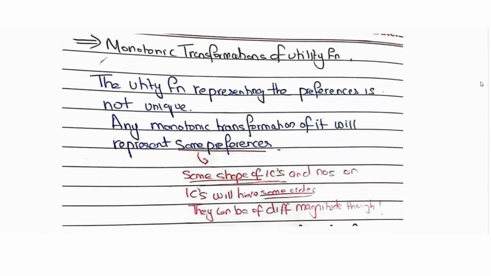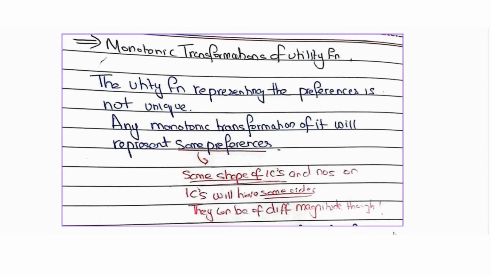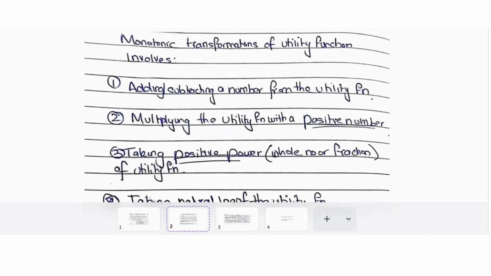And by same preferences, we mean that when we graphically depict our preferences, we'll get the same shapes of our indifference curves, and numbers on the indifference curves will have the same order, though they can have different magnitude. So the idea is that if you have one utility function representing your preferences, that utility function is not unique. Any monotonic transformation of it will represent those same preferences. But now, what do we mean by monotonic transformation?